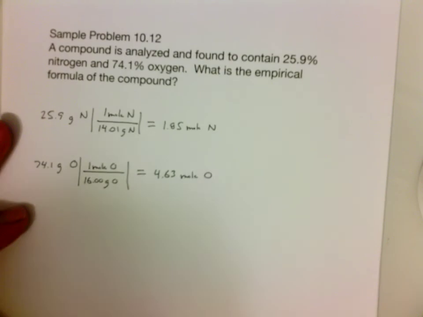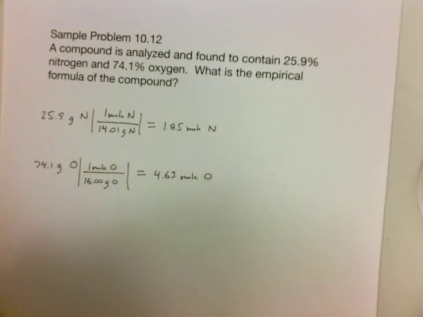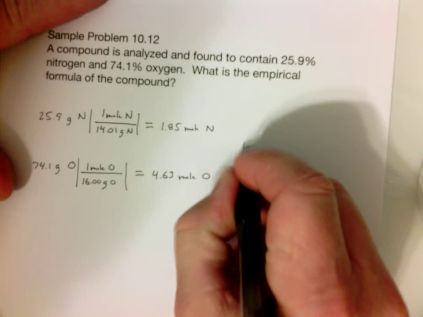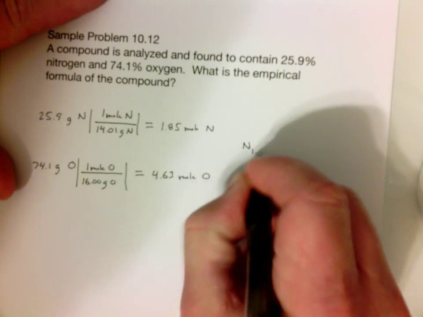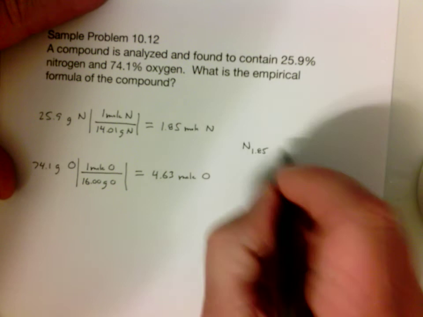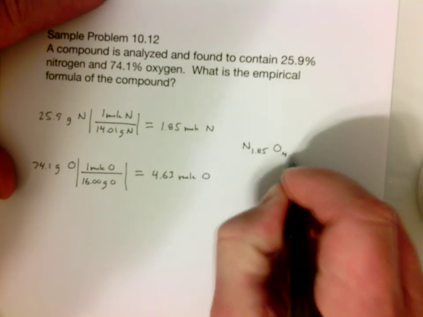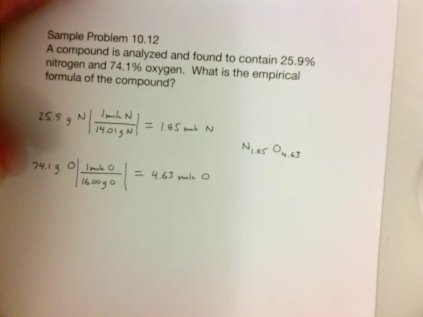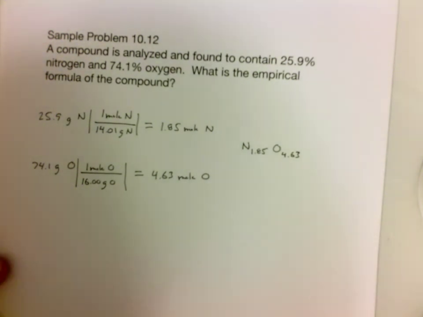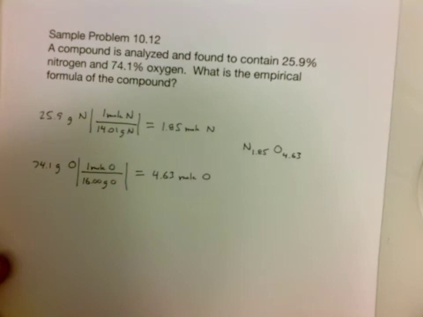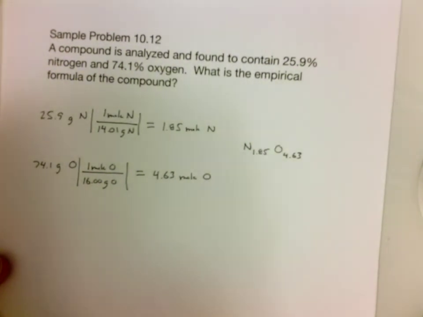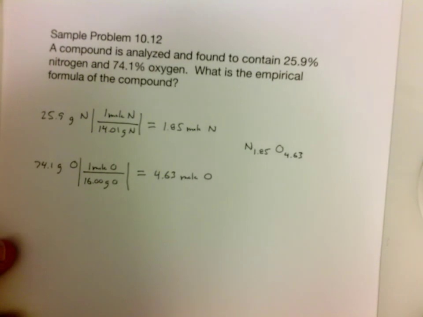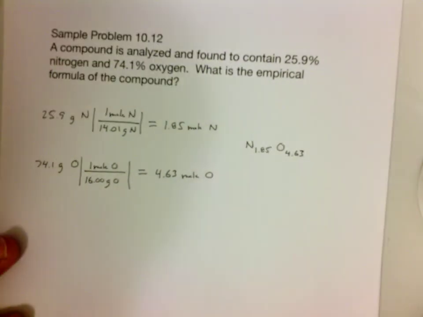So these are the representative amounts of N and O. And in theory, I guess we could write N with its 1.85 moles and O with its 4.63 moles. But we never ever see a formula written like that. Formulas are always written in simple whole number ratios. So we're going to take the smaller of those 2 mole numbers, in this case the 1.85, and divide both molar amounts by 1.85.